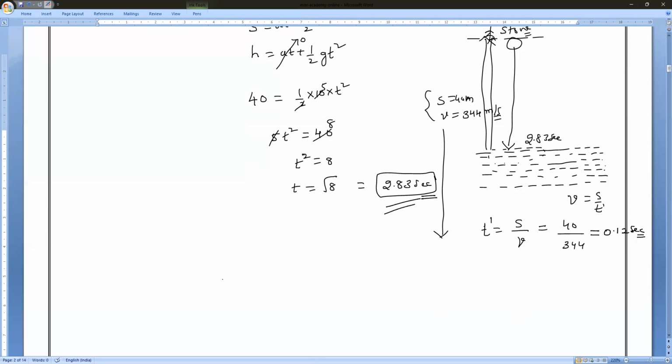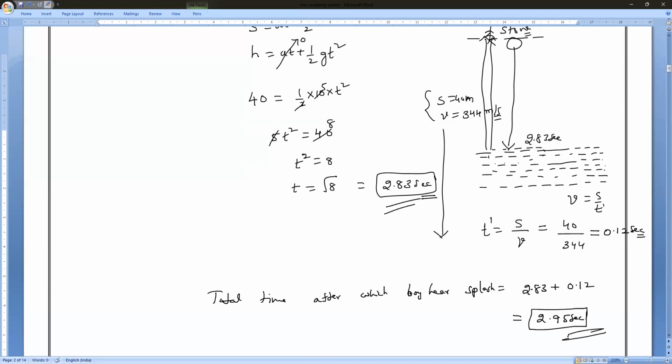So the total time after which the boy will hear the splash is 2.83 plus 0.12. What is the answer? 2.95 seconds. Everybody must solve it. Very, very important question. Clear, everybody?